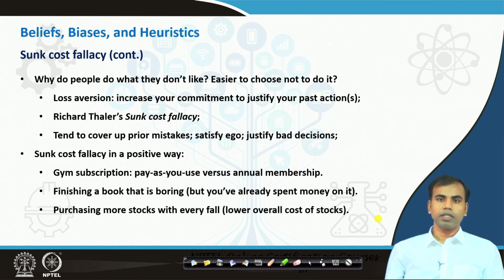The argument here is, it is a case of loss aversion, where you increase your commitment to justify your past action. The example shown here shows that you have purchased a ticket and thereby you had committed some amount of money to go for a movie, and when the situation is riskier in the sense that there are rains and traffic in the city, you take even more risk by going for the movie in this situation, because you want to justify your past action.